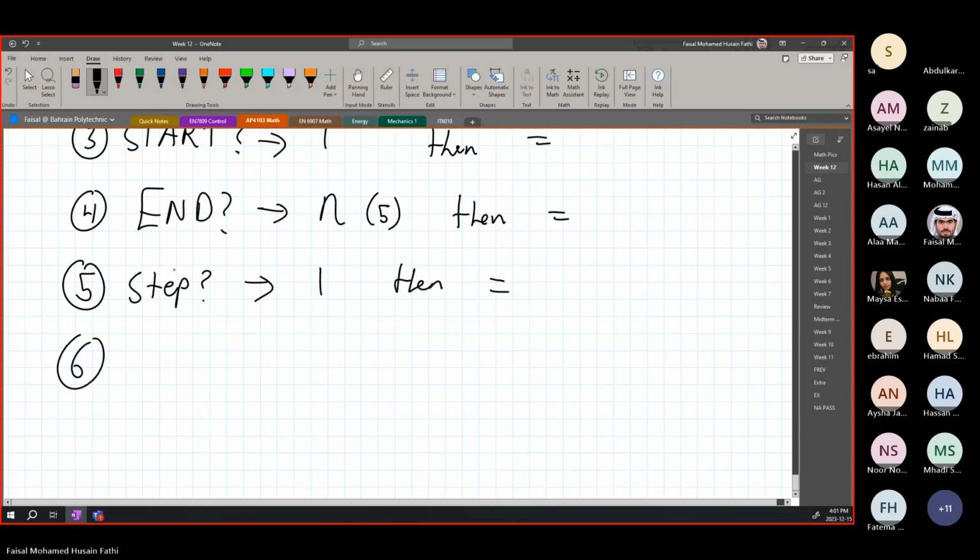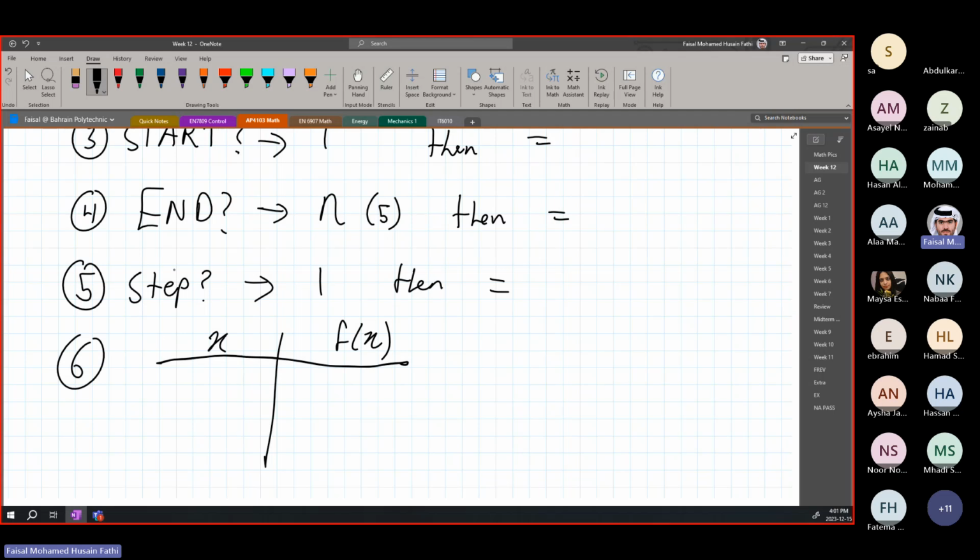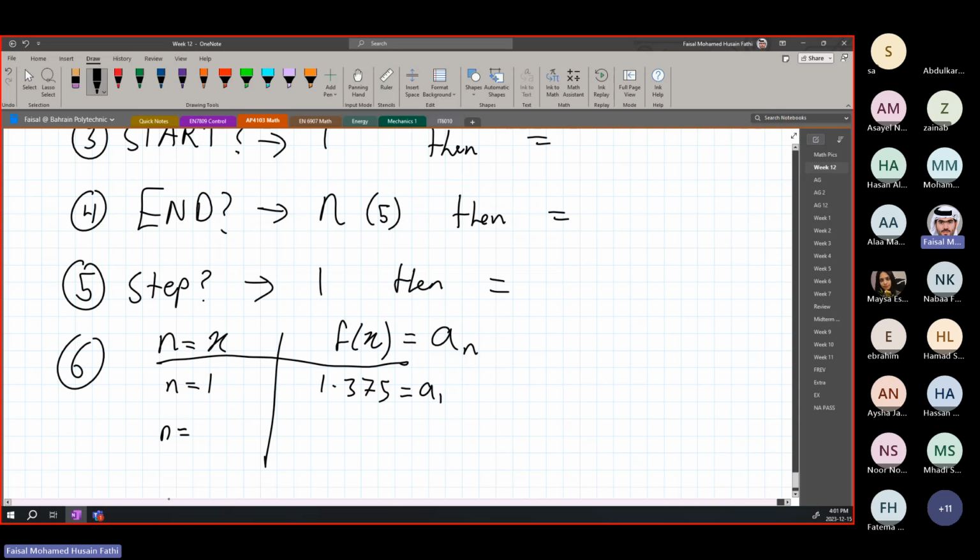Then equal. And you will get a table in this form where you have your x here and you have f of x here. What does this mean? This is your n, and this is your an. So let's say this is 1. It gives me 1.375. This is equal to a1, and this is n equal 1. Same thing with the next one. N equal 2, this is 1.875, which is equal to a2. And so on and so forth, all the way to a5.